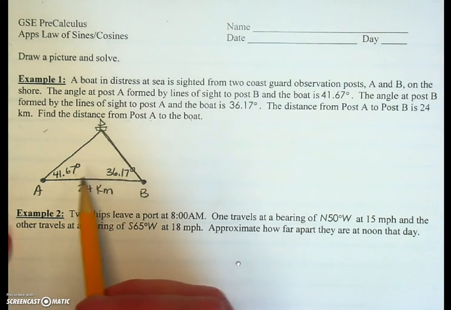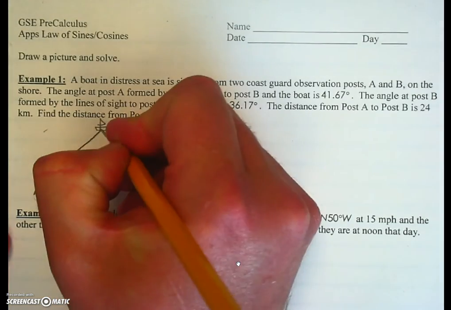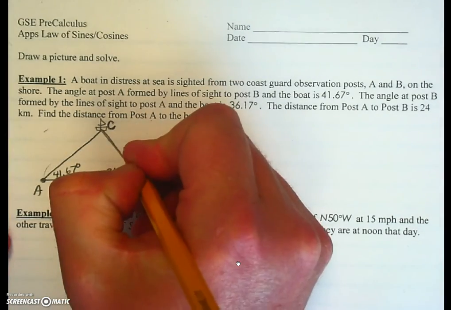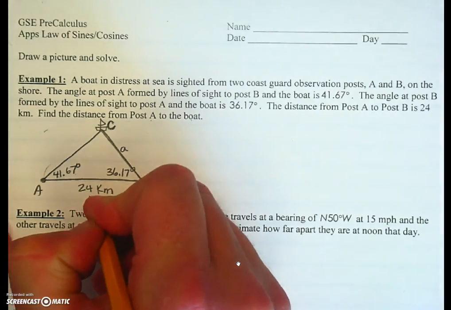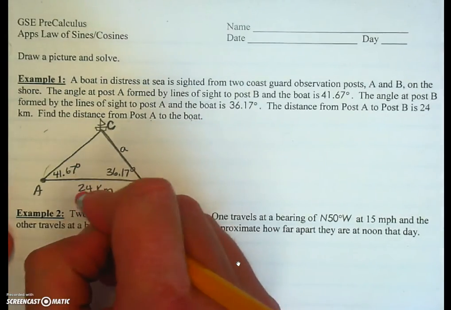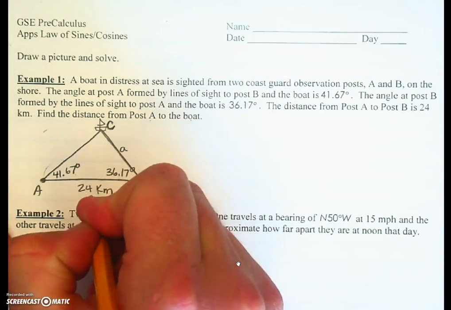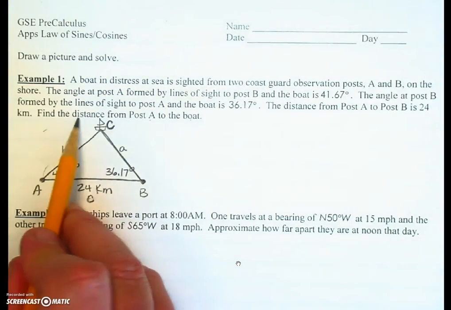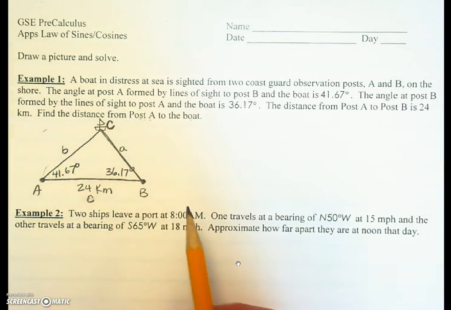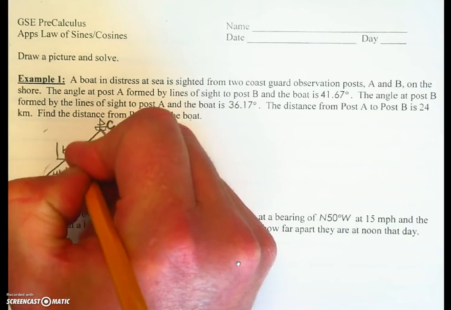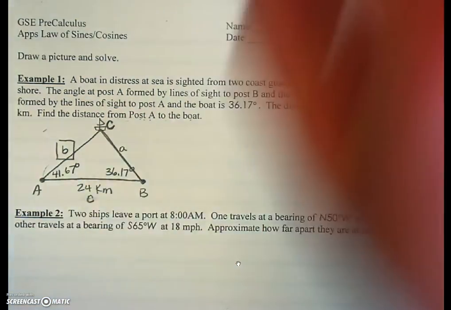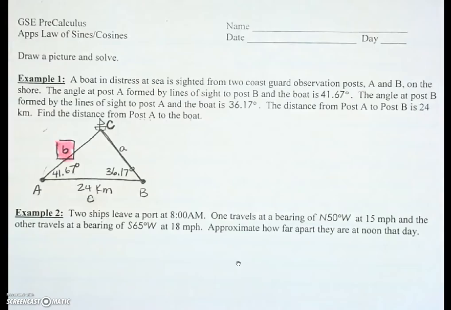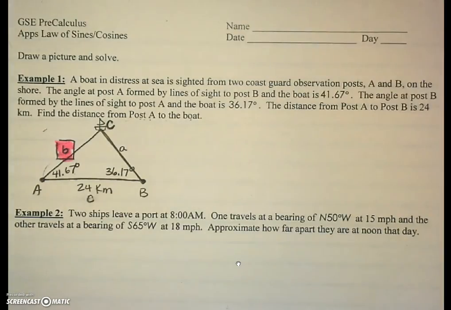Then the question says, find the distance from post A to the boat. So I've got AB, and I'm going to label the boat here as C. Then this is lowercase a, that's lowercase c, sorry about that, lowercase c, and this side is lowercase b. So when the question says find the distance from post A to the boat, what I'm really wanting to find is lowercase b, based on my diagram that I have here. That's the information I need.